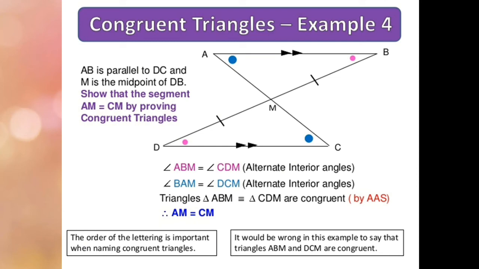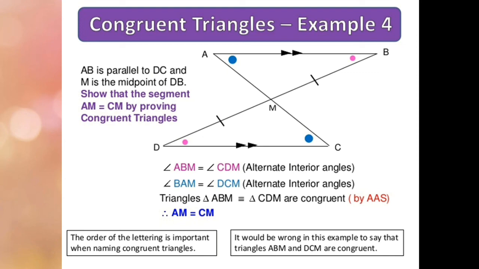So, angle ABM is equal to angle CDM by alternate interior angles. Ang tawag dyan, alternate interior angles. And angle BAM is equal to angle DCM by alternate interior angles again. So triangle ABM is congruent to triangle CDM by what? AAS or angle angle side. Therefore, AM is equal to CM.